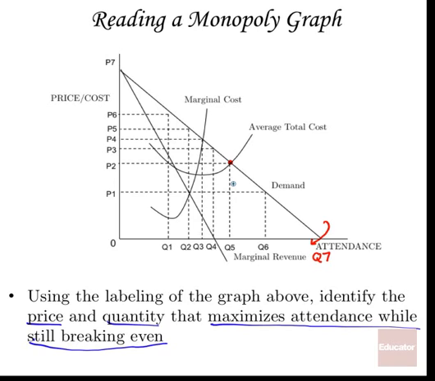So if the goal is to basically cover your costs, then the attendance maximizing quantity while still breaking even would be Q5, and the attendance maximizing price while still breaking even would be P2. So you have a price of P2 and a quantity of Q5. That's the whole idea in terms of stadium entrance. If you want to get as many people out there, but at the same time maintain some fiscal responsibility, that would be the optimal price.